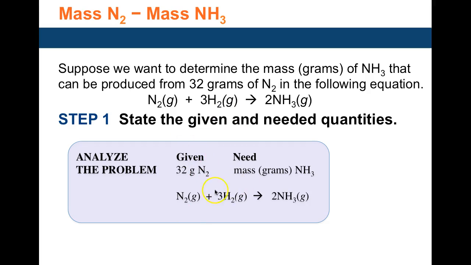So 32 divided by 28, you get the moles of nitrogen. Then convert the moles of nitrogen to moles of ammonia by the mole relationship between nitrogen and ammonia. You know that 1 mole of nitrogen can be converted to 2 moles of ammonia, because that's the relationship. So whatever moles of nitrogen you have, multiply by 2, and that gives you the moles of ammonia. Once you have the moles of ammonia, you take the molar mass of ammonia, which is about 17, and multiply, and you finally get the grams of ammonia.